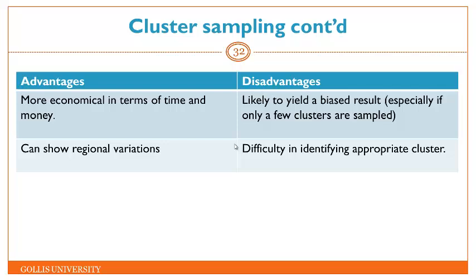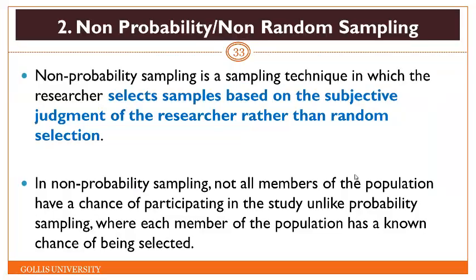Cluster sampling has advantages. Yes, you're taking the whole group at once. It is more economical in terms of time and money, and also it can show regional variations. However, the disadvantage is that it's likely to yield a biased result, especially if only a few clusters are sampled. For example, if there are 10 villages and you decide to go only with one village or two villages, it most likely can create bias because one is not a representation of 10. Difficulty in identifying an appropriate cluster is also another challenge of using the cluster sampling method.